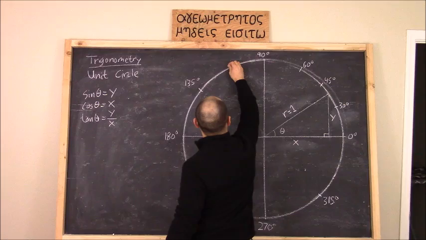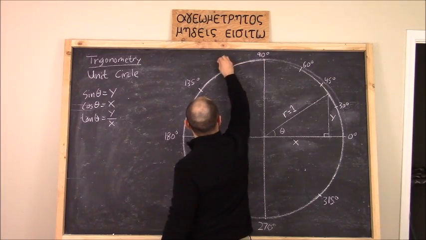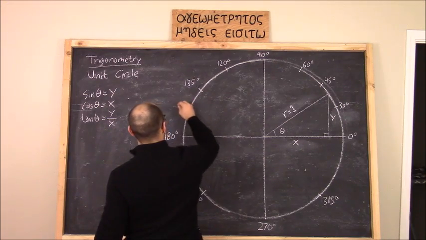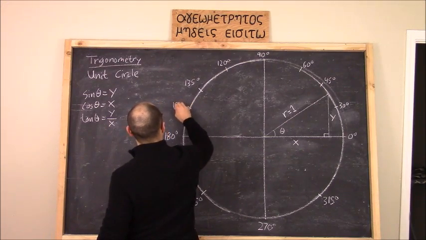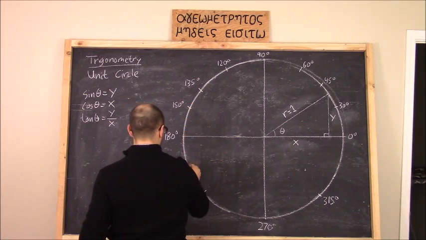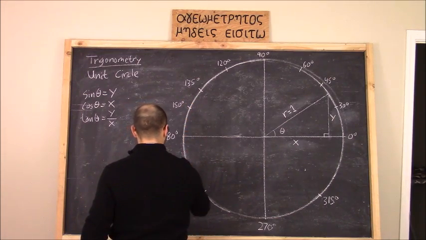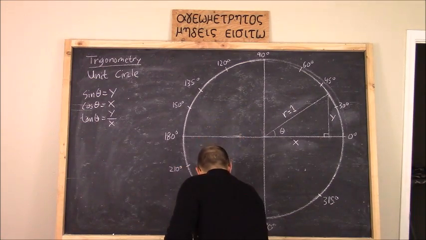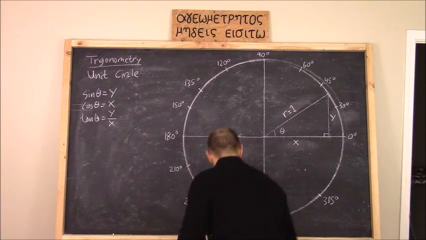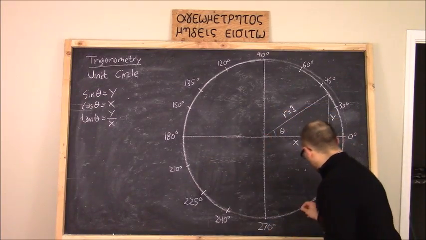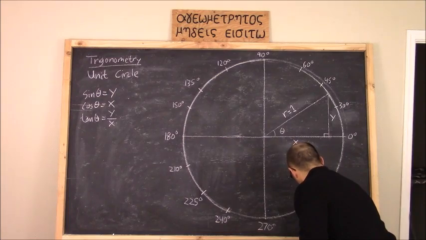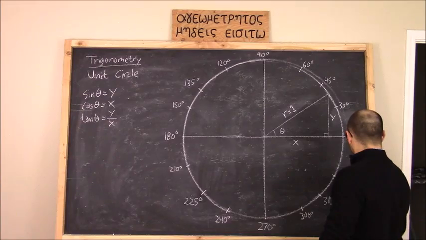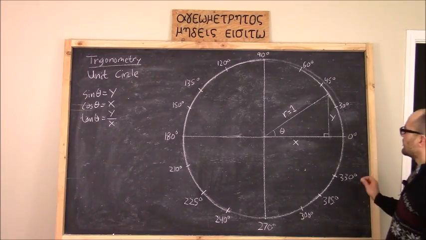We can go to 90 plus 30 is 120 degrees, plus another 30 puts us at 150 degrees. 180, 210, plus 30 is 240 degrees, plus 30 is going to put us at 300 degrees, another 30 is 330 degrees. Okay, so these are some important points.